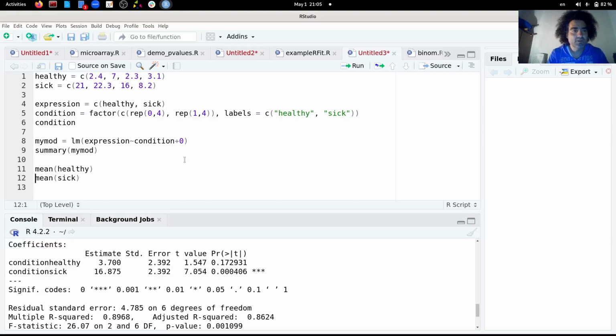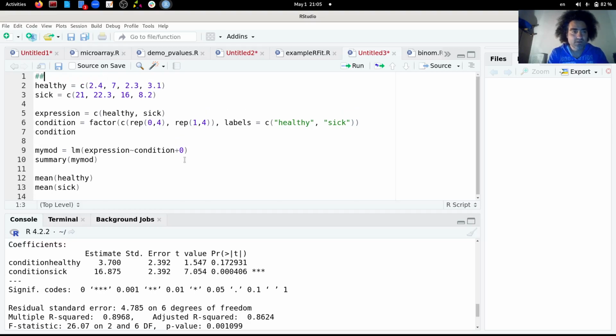Okay, so let's see the following example. Let's assume that we have a gene. Let's suppose that this is gene 1, and for 4 healthy individuals, the expression values are the ones that you see here. So 2.4 for the first healthy person, 7 for the second healthy person, and so on. And we also have 4 sick individuals, and these are the expression values.